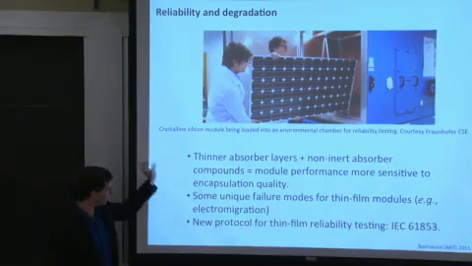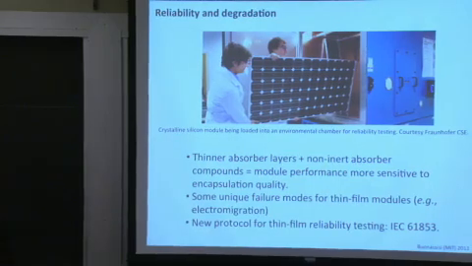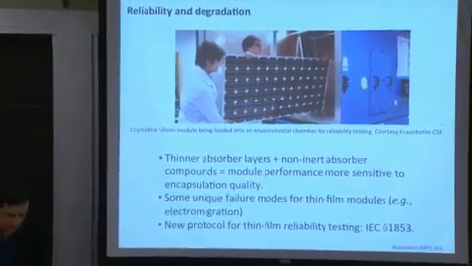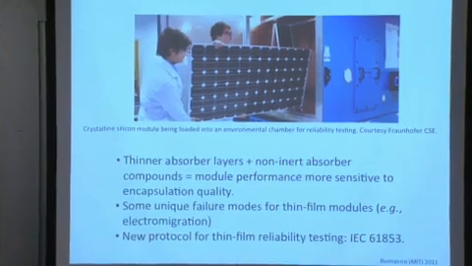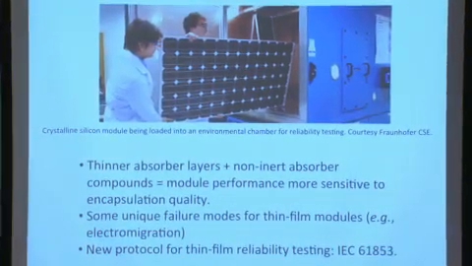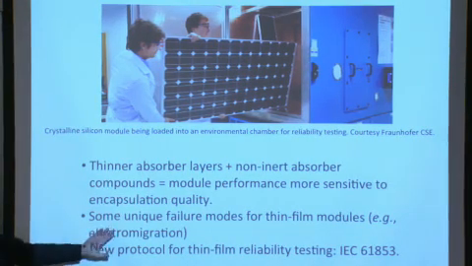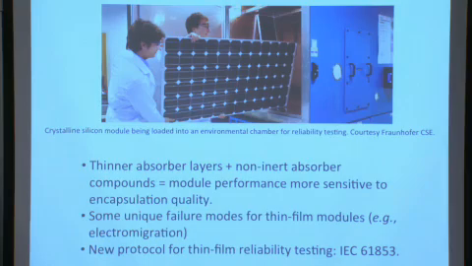And so there are also some unique failure modes for thin film modules. If you have two different species comprising your compound, one of them might be prone to move in an electric field. For example, copper is notorious for zipping along in an electric field and electromigrating. And so that's a failure mode that doesn't exist in large, thick crystalline silicon modules, but could exist in thin films.